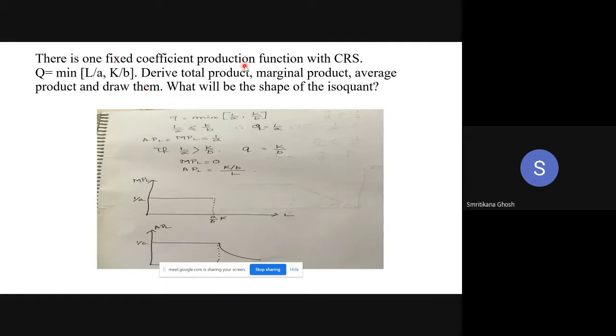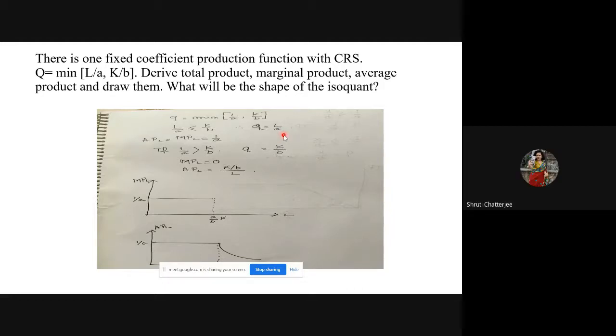And look, this coefficient function is of CRS, that means constant returns to scale. Now look. Q is equal to minimum of L by A, K by B. So say L by A is less than or equal to K by B. Then we know Q is equal to L by A. Up to this point, is it okay?